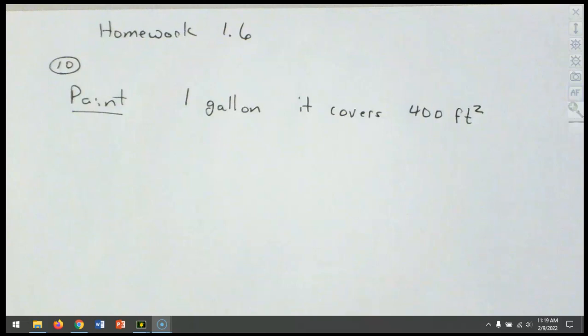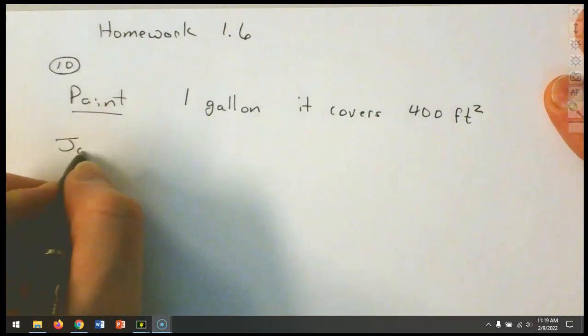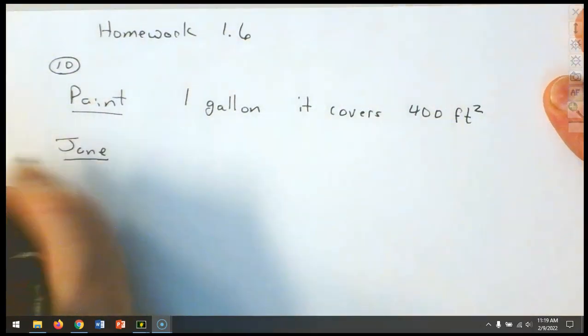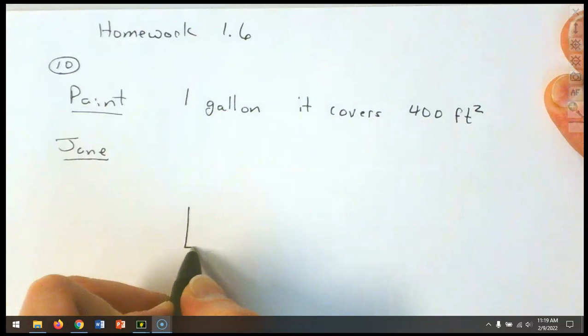These rooms also have an 8-foot tall ceiling. It says somewhere about the ceiling. Yep, it says 8-foot tall ceiling. So let's diagram this first room. So let's look at Jane, and let's try to draw Jane's room that she's got to paint.